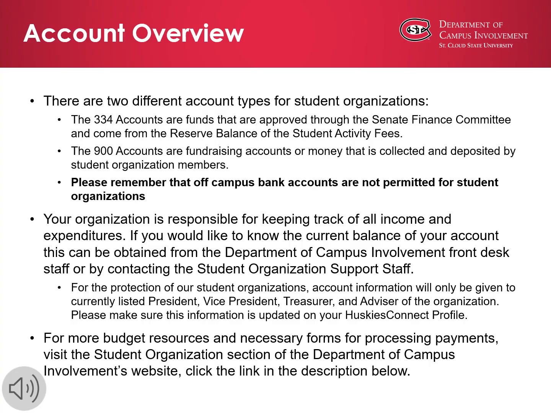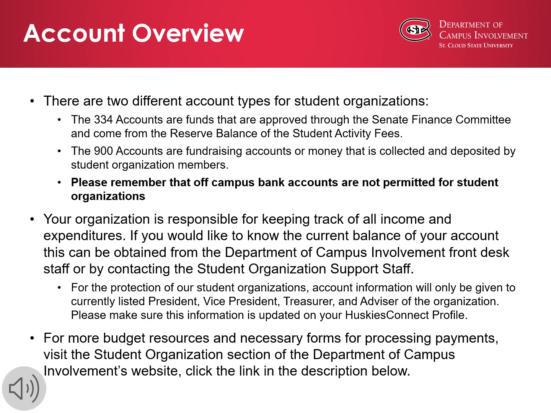There are two different account types for student organizations. The 334 accounts are funds that are approved through the Senate Finance Committee and come from the reserve balance of the student activity fees. The 900 accounts are fundraising accounts or money that is collected and deposited by student organization members. Please remember that off-campus bank accounts are not permitted for student organizations.